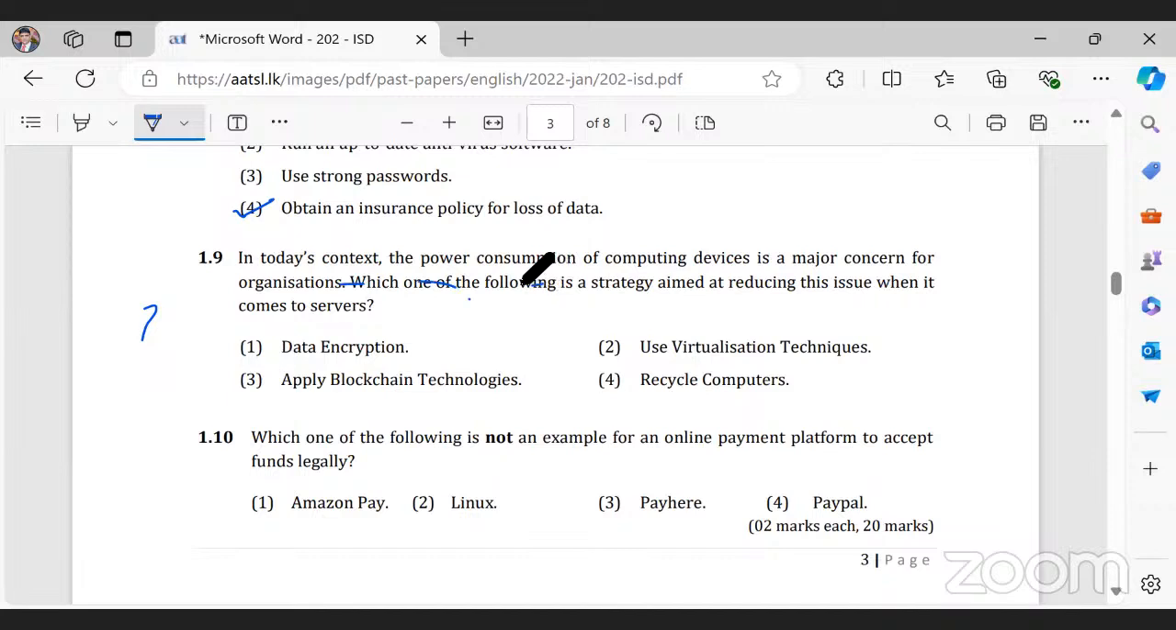Power consumption of computing devices is a major concern. Which one of the following is a strategy aimed at reducing this issue? Data encryption, use virtualization technology, apply blockchain technology, recycle computing technology. The answer is virtualization technology.